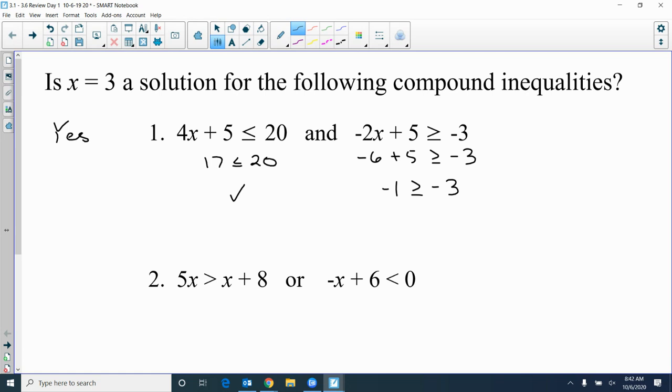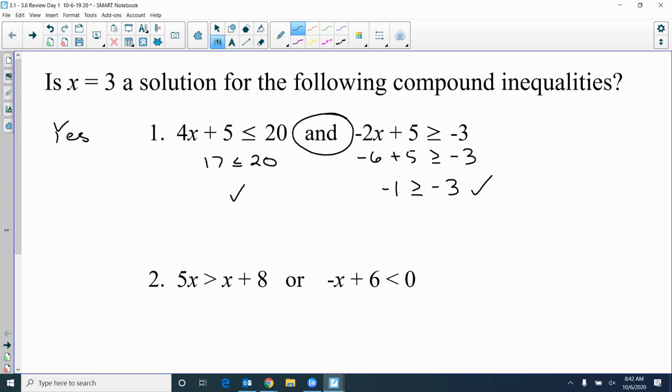So if it says the word and, it must work for both of them to be a solution. Got it? Now, if I solve this, no, I don't want to mess with that because it deals with fractions. I'd plug it in.